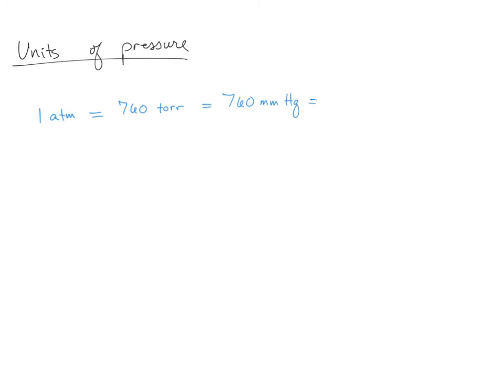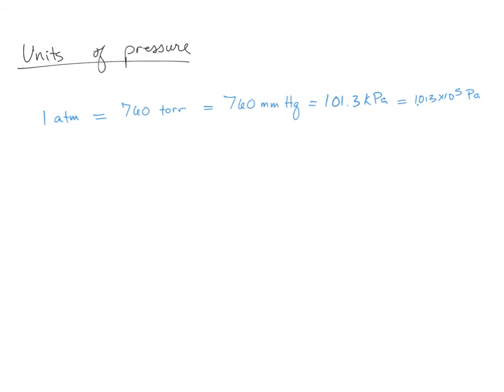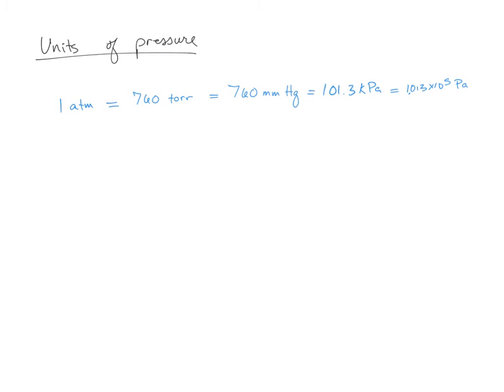That's also equal to units called kilopascals. 760 millimeters of mercury is equal to 101.3 kilopascals, which, if you wanted that in regular pascals, is 1.013 times 10 to the 5th pascals. Okay, so all of these units are equal.